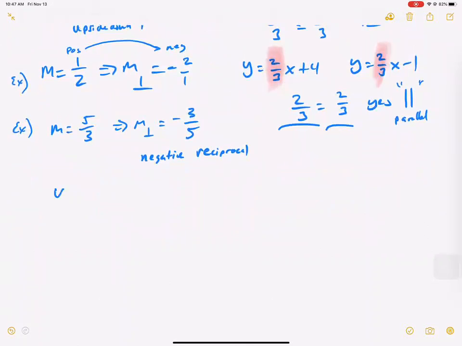So let me give you two equations. y is equal to 4 over 7 x plus 2. And y is equal to negative 7 over 4 x plus 2.